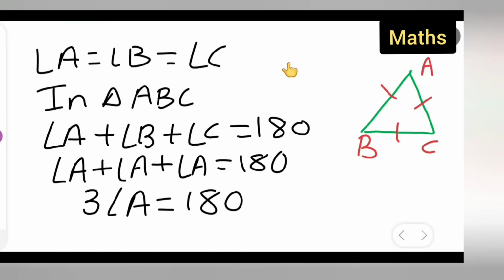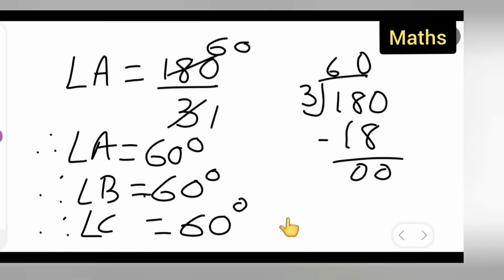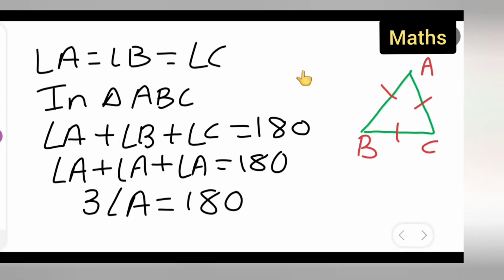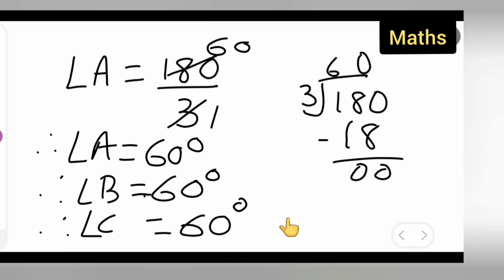So I hope you all have understood how to find all this. We got A, B and C to be 60 degrees. I hope you all have understood today's class, and thanks for watching.